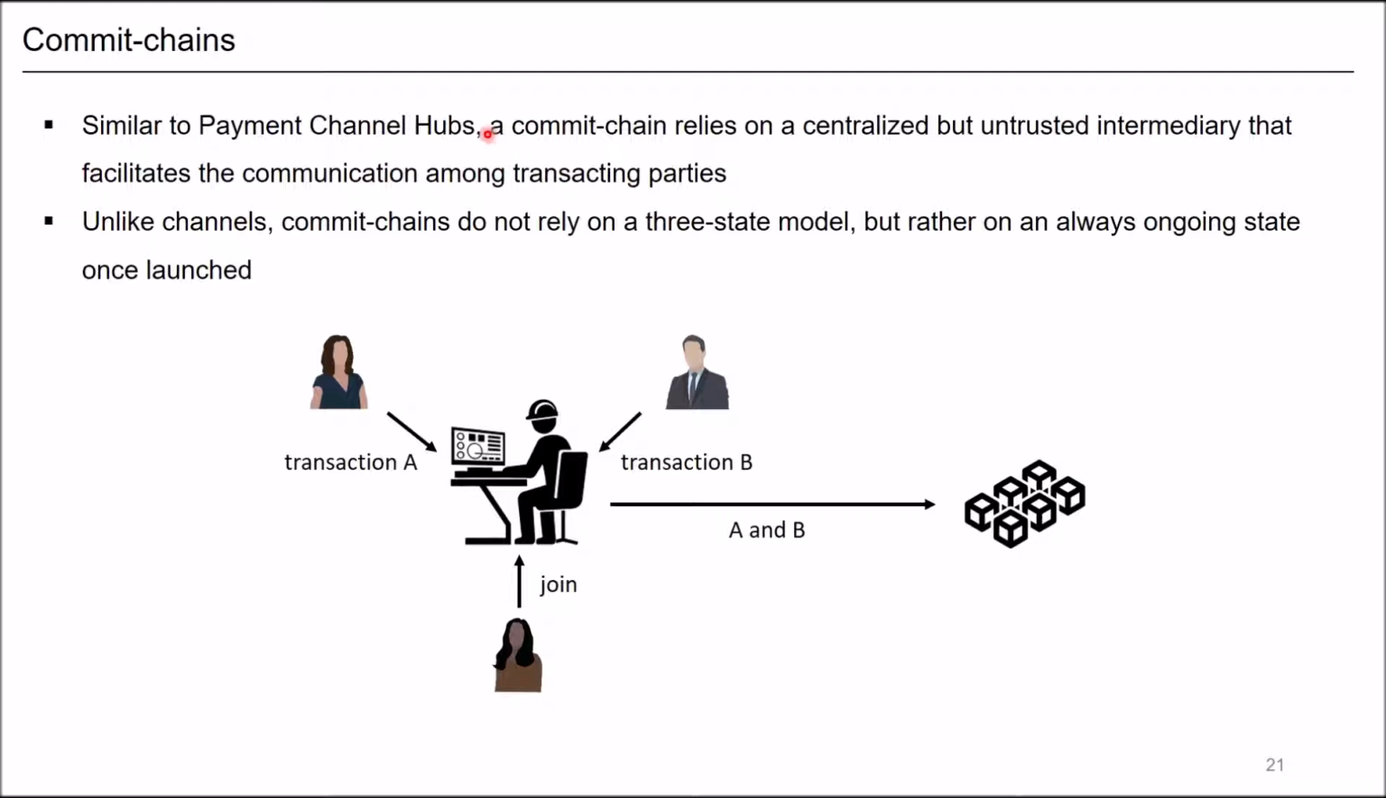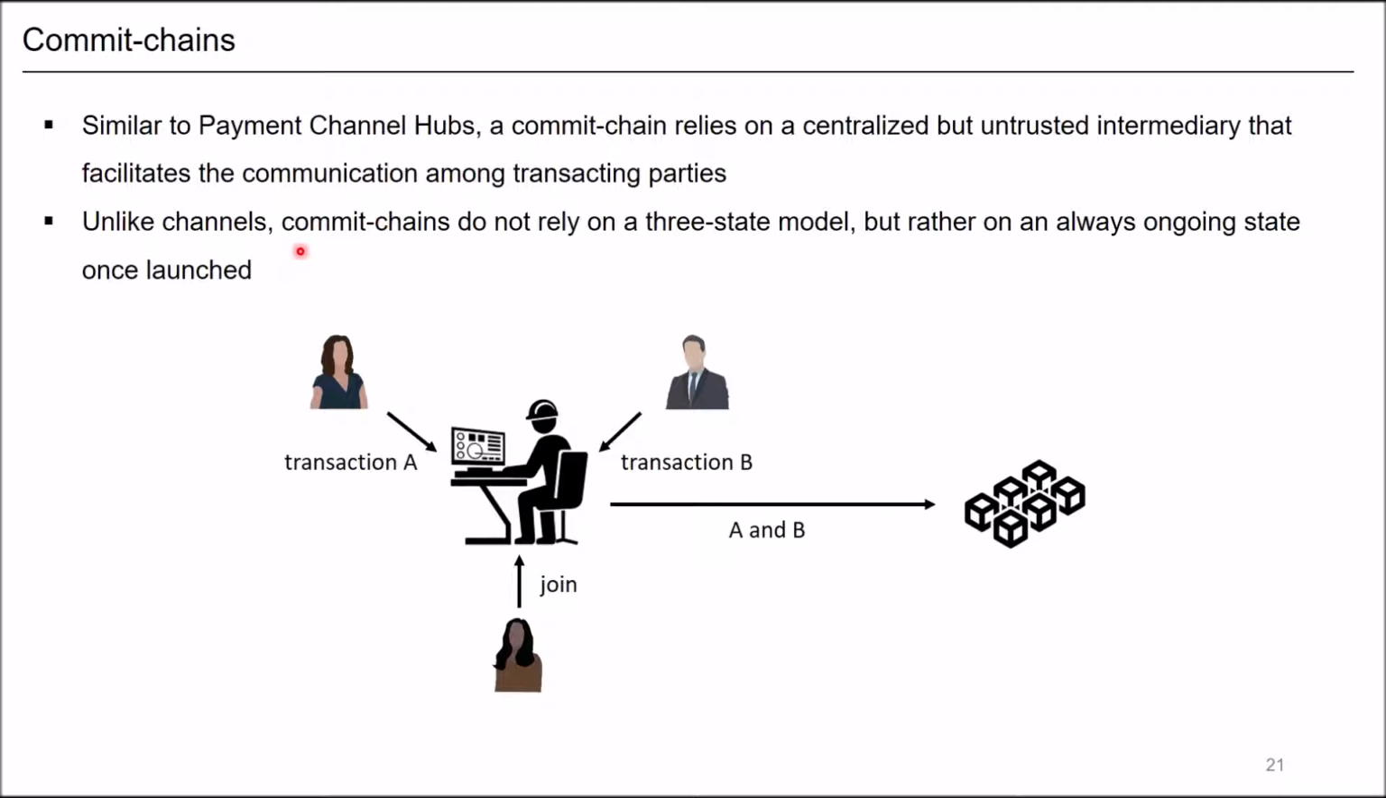In contrast to channels, commit chains are maintained by one single party that acts as an intermediary for transactions. This paper provides an overview of NOCUST, an account-based commit chain. Similar to payment channel hubs, a commit chain relies on a centralized but untrusted intermediary that facilitates the communication among transacting parties.